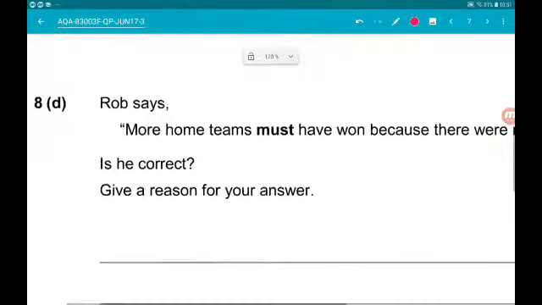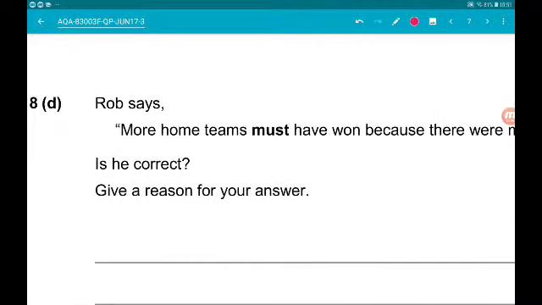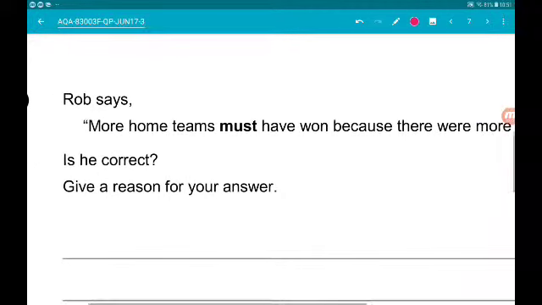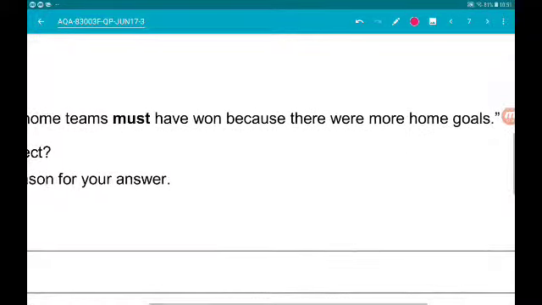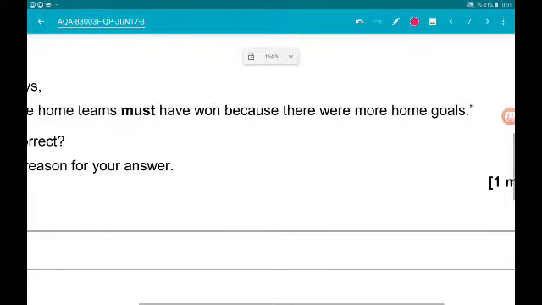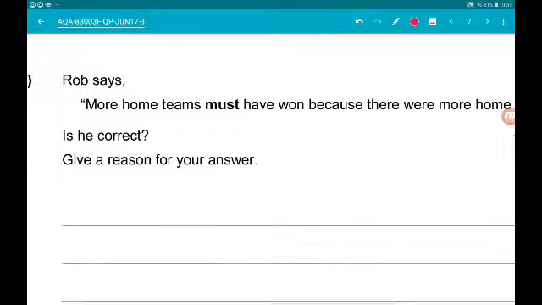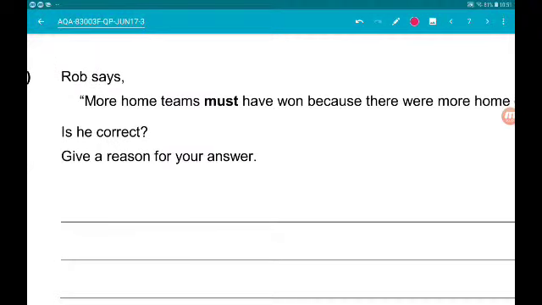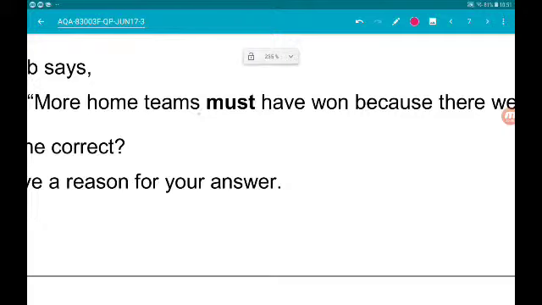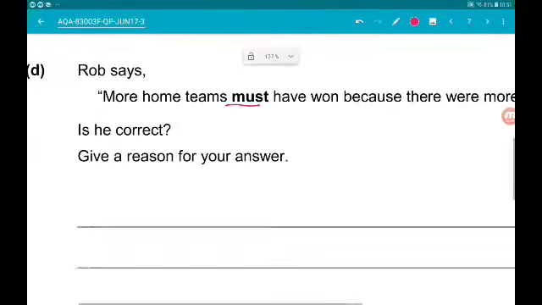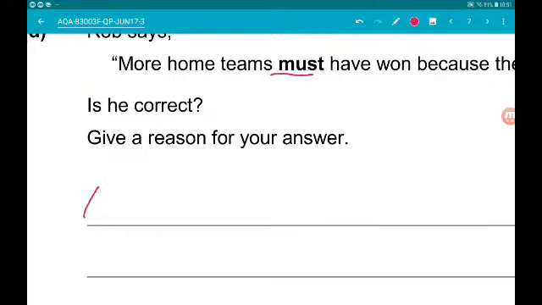Part D. Rob says more home teams must have won because there were more home goals. Is he correct? Give a reason for your answer. So, Rob is not correct. He is saying that they must have won more games. So, the answer is no.